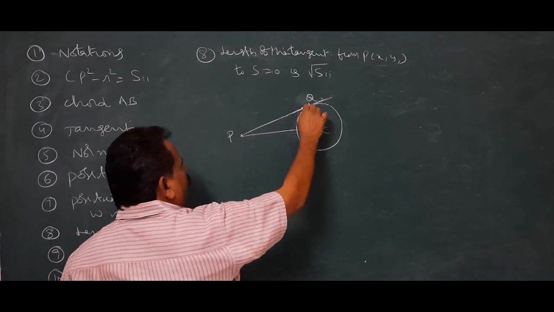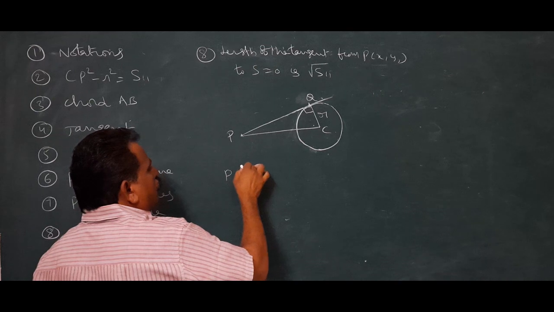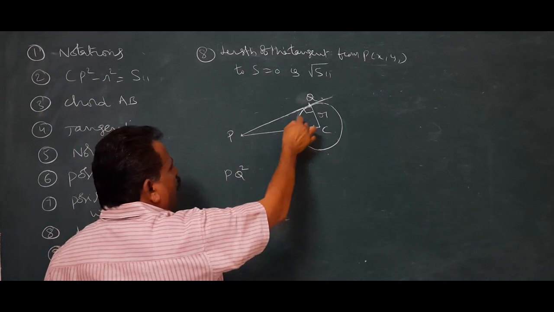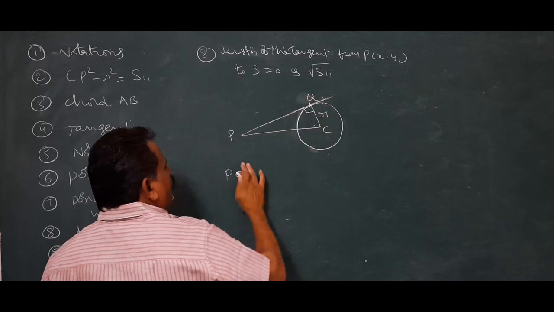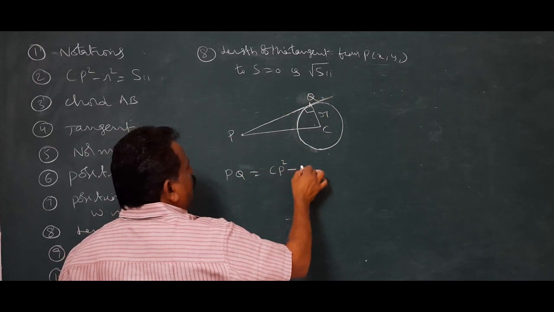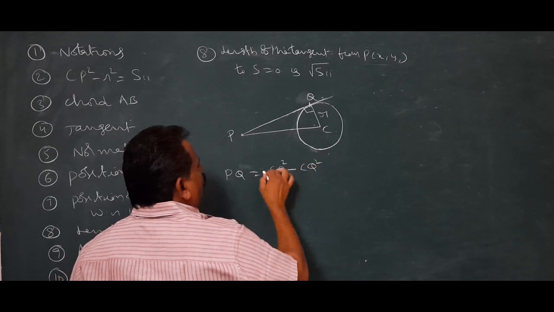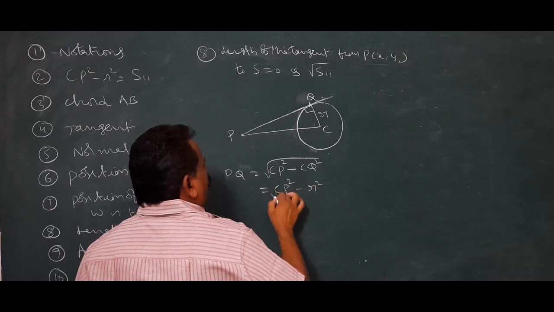It is a right angle triangle PQC. PQ square equal to CP square minus CQ square. So PQ equals the square root of CP square minus R square.